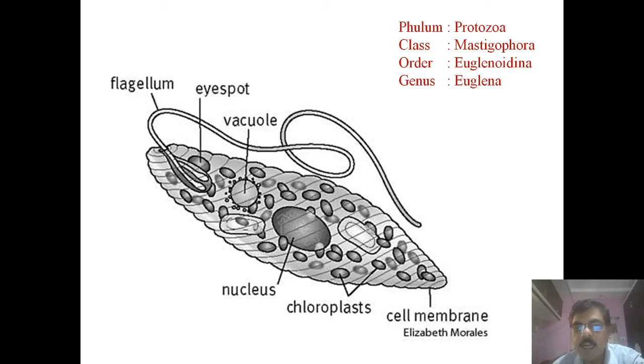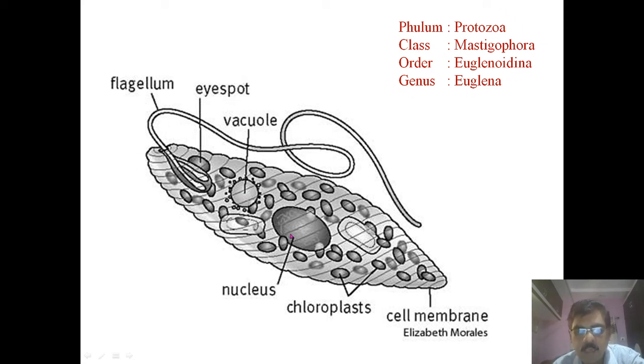Then the third organism, that is Euglena. This Euglena having the locomotory organ, that is what? The long flagella, and therefore this class is Mastigophora or Flagellata. How is it classified? Phylum Protozoa, class Mastigophora, order Euglenoidina, and the genus is Euglena.